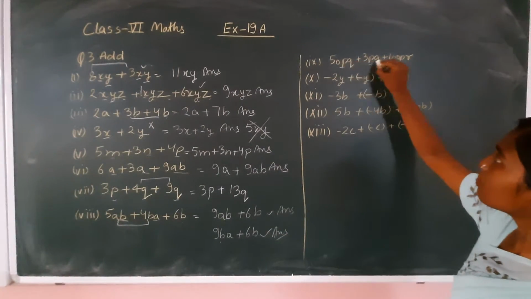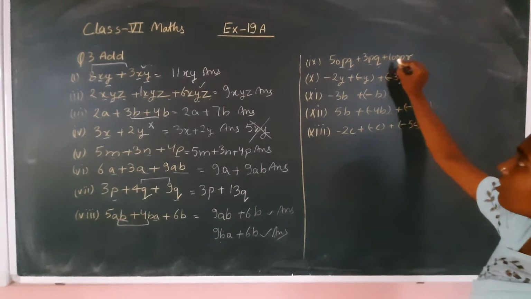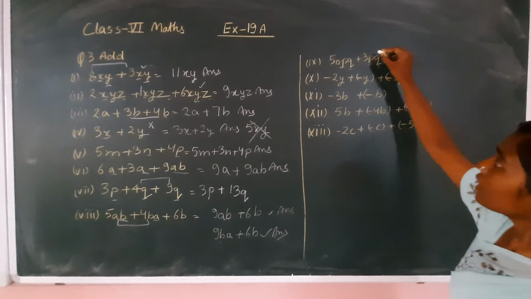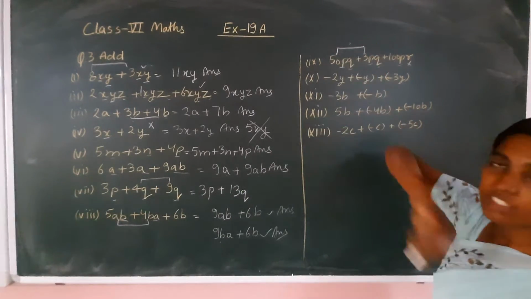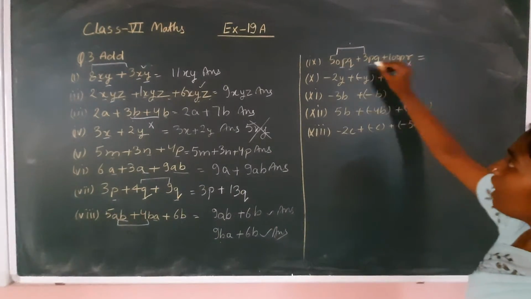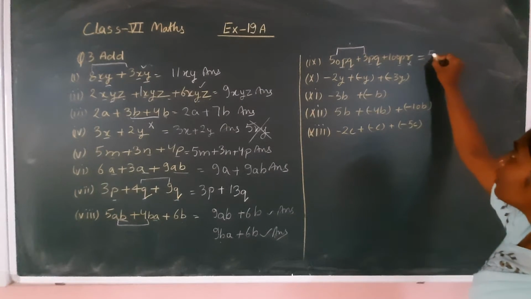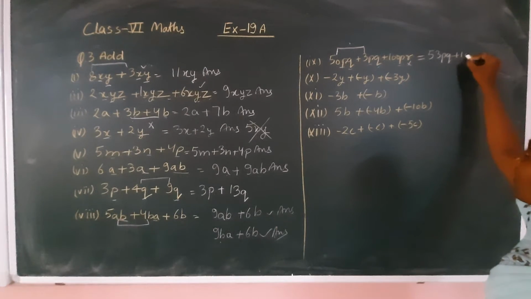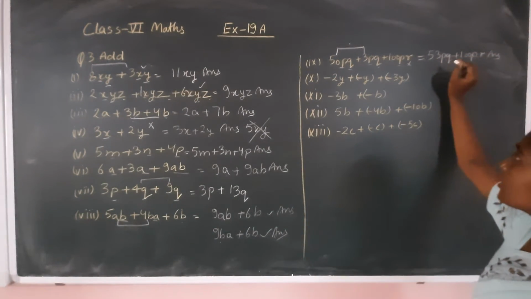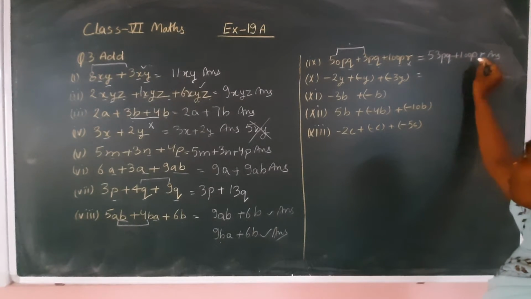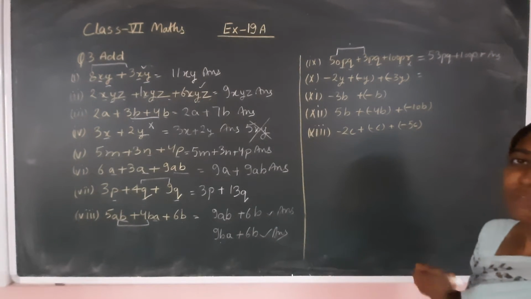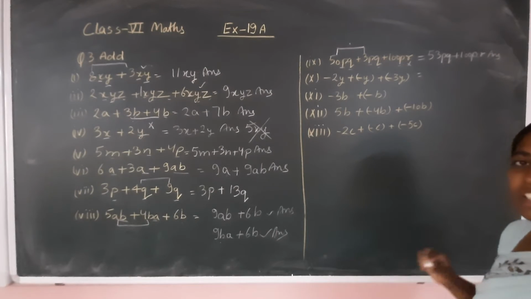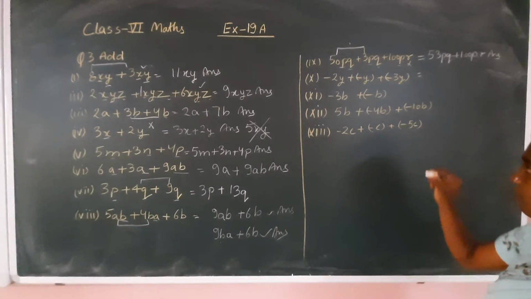Here is p, here is p, here is p, here is q, here is q, but here is not q. So these two terms are like terms. They will get added up. 50 plus 3 will become 53 PQ, and plus 100 PR will be as it is, and this is the answer. This PR is not a like term with this, because one variable is the same but another variable is different. If any of the variables is different, that means the term is not a like term.